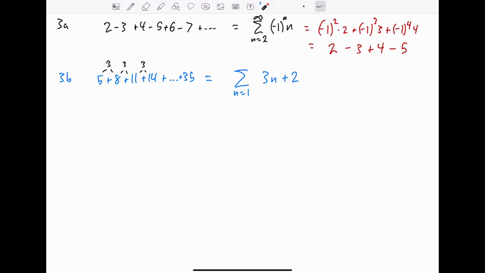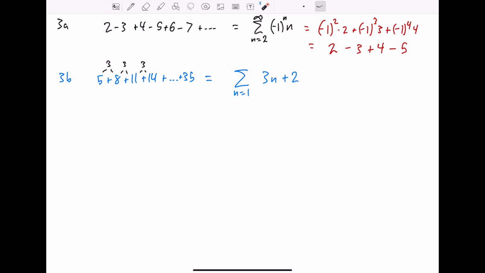So to get the common difference of 3, I multiply by 3 in the sigma notation. This is very important. To get a constant difference between the terms, I multiply that difference times n in the sigma notation. Sometimes I have to add a factor here or a term to make sure that I get the numbers starting where I want them to, but to get a constant difference, you multiply by that difference in the shorthand notation.